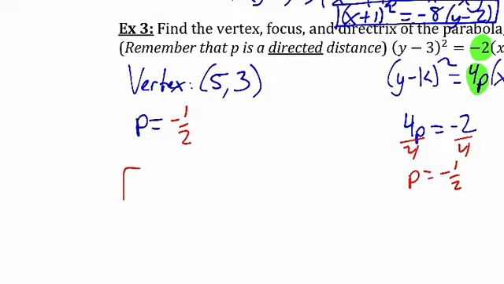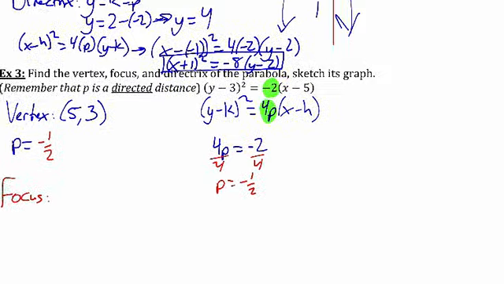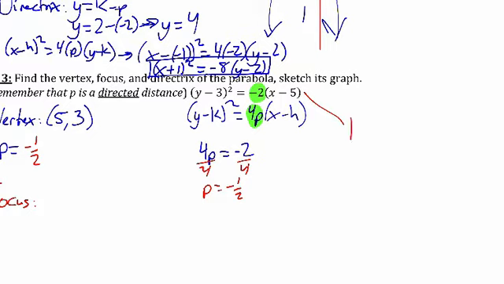Now our focus, this is our first time we're actually asked to find the focus. Since this is a horizontal axis, we know it's horizontal because of the format. So it's y minus k. So we got horizontal.